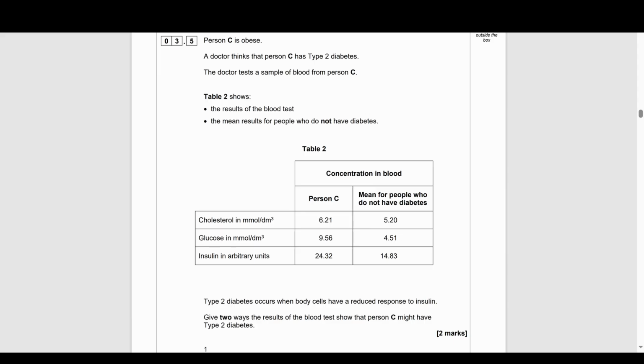3.5. Person C is obese. A doctor thinks that person C has type 2 diabetes. The doctor tests a sample of blood from person C. The results of the blood test are shown in table 2, and also the mean results for people who do not have diabetes are shown in table 2.